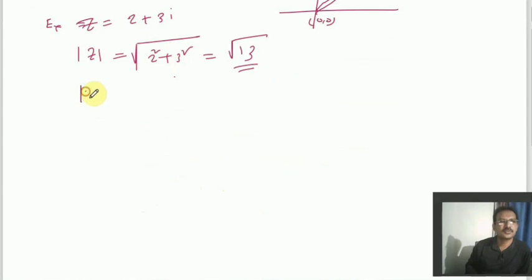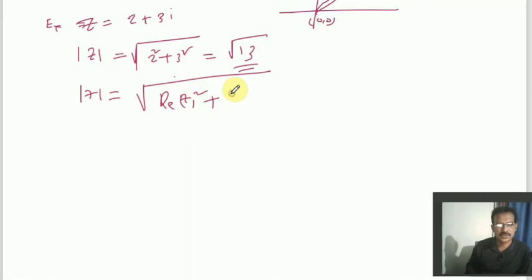That is, modulus of z is equal to the square root of the real part of z whole square plus the imaginary part of z whole square. This is the modulus of a complex number.